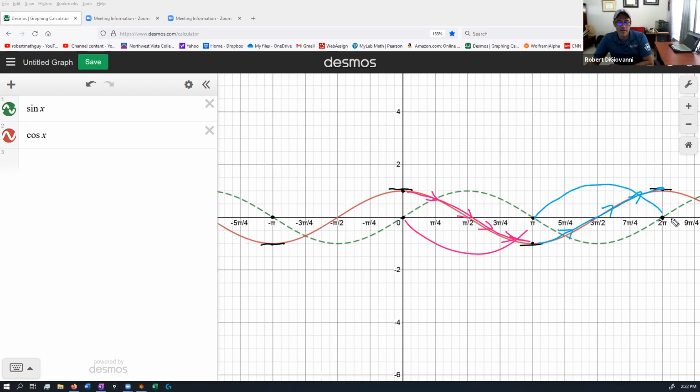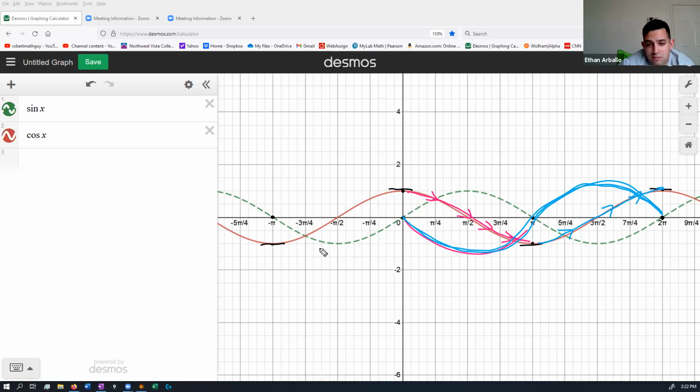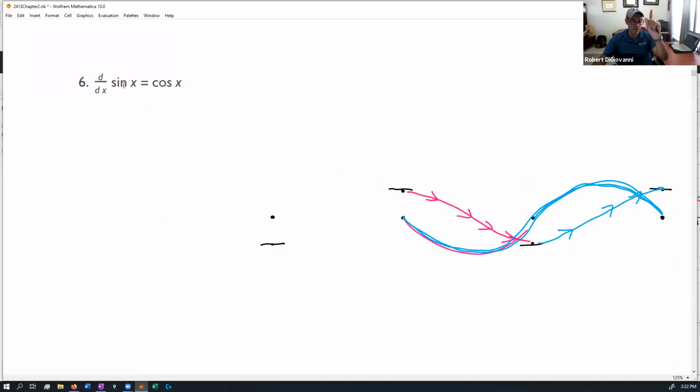But wait a minute. Isn't what I just drew here really just the sine function flipped over? Yes. Is that what the integral is? No, no. Let's look at the formula. The derivative of sine of x is cosine x. The question was, is the derivative of cosine of x sine of x? And the answer is no. The derivative of cosine of x is negative sine of x. It's the reflection of sine of x over the x-axis. So please pay attention to that negative right there.